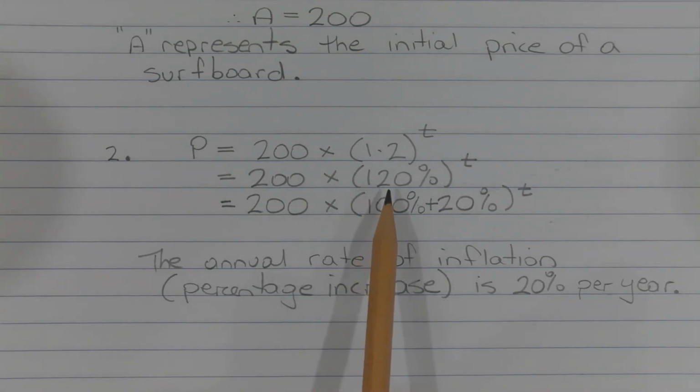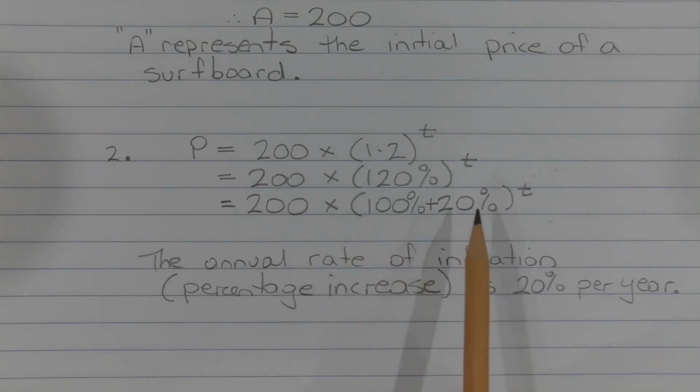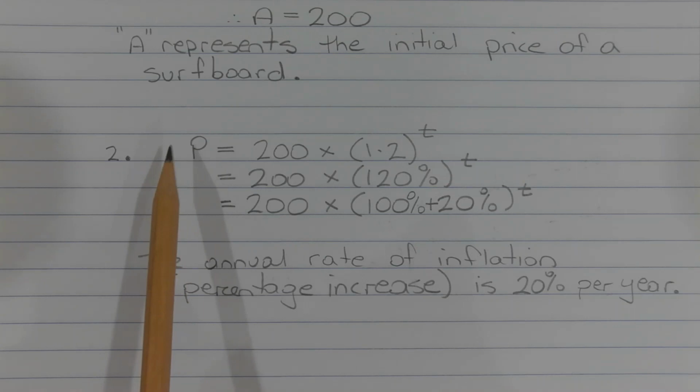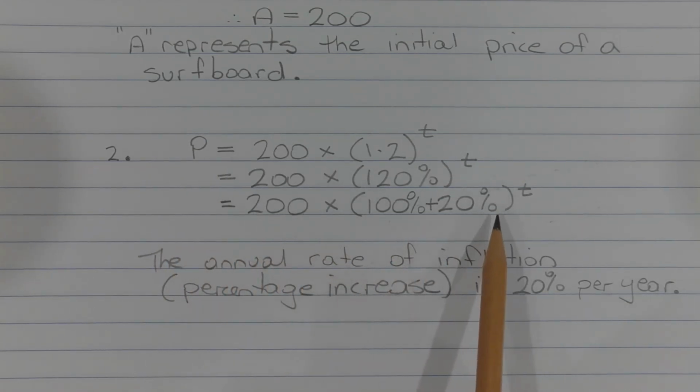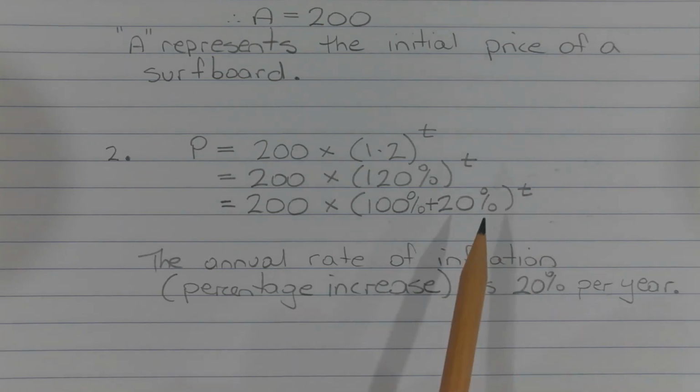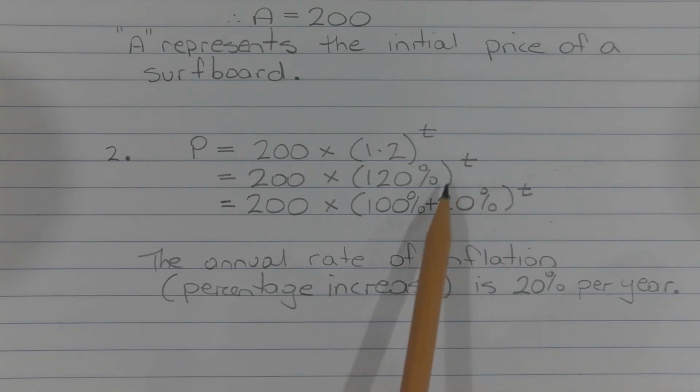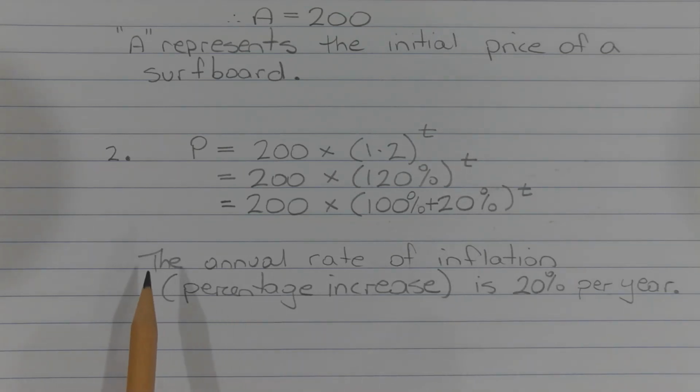But 120% can be expressed as a sum of two percentages, that is 100% plus 20%. So P is equal to 200 times 100% plus 20% to the power of T. And it's important to recognize this plus 20%, which is the percentage increase year on year. Therefore, the annual rate of inflation, which is the percentage increase year on year, is 20% per year.